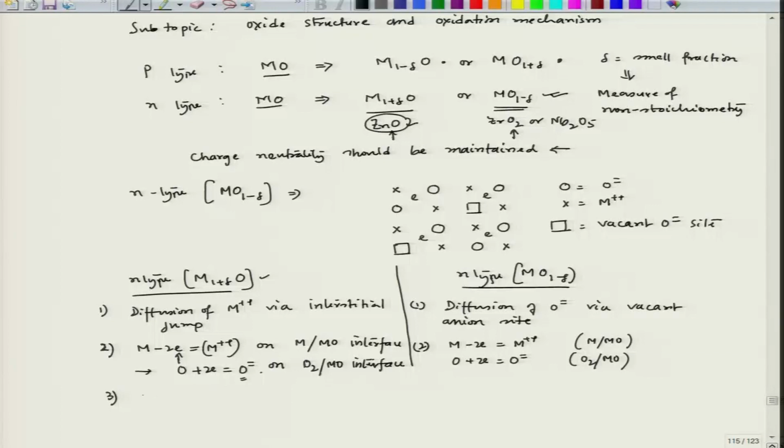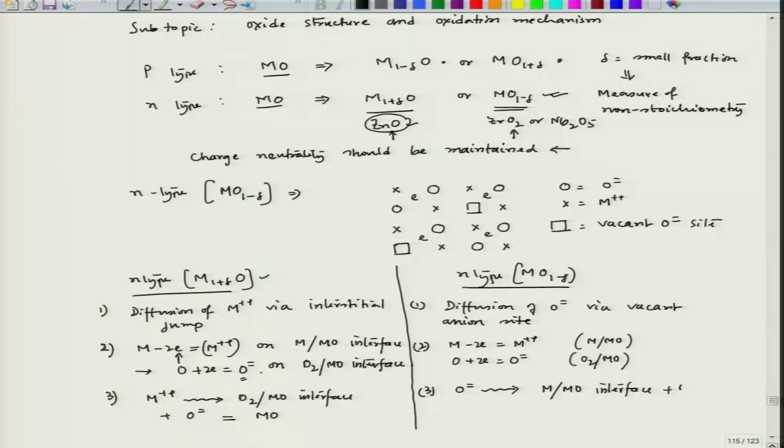So, third is that the metal ion migrates to the oxygen–metal oxide interface and then combines with O2-, which becomes MO, whereas in this case the oxygen ion migrates to the metal–metal oxide interface and then combines with M2+ to form MO.